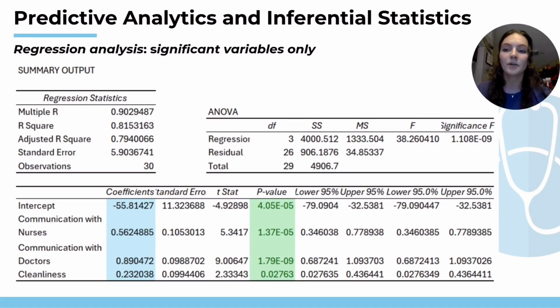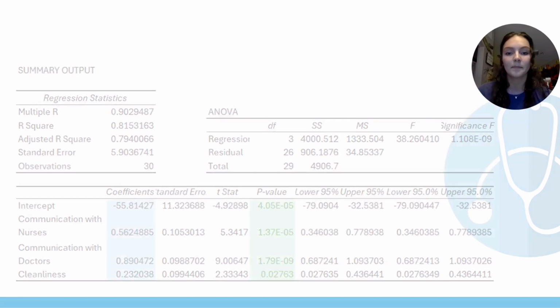Using Microsoft Excel, I have run multiple regression analyses, each time removing the most insignificant variable one at a time, but for the sake of this presentation, I have not included all of those. The regression analysis that is on the slide actually only includes significant variables, and those ones turned out to be the communication with nurses, communication with doctors, and then the cleanliness one as well. Now, if we turn our attention to the coefficients column, I've highlighted it in light blue. These are very important, and I will talk about why in the next slide.